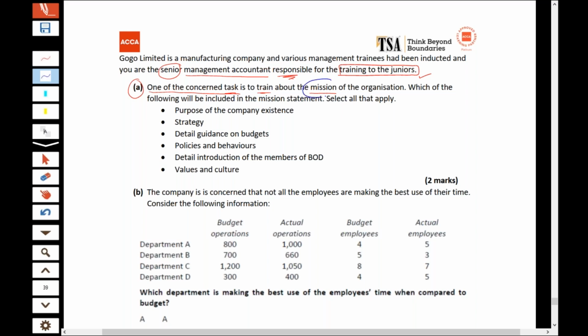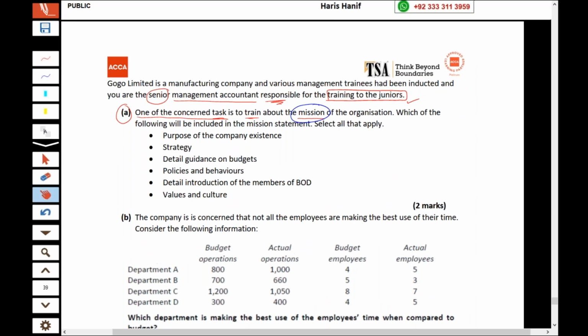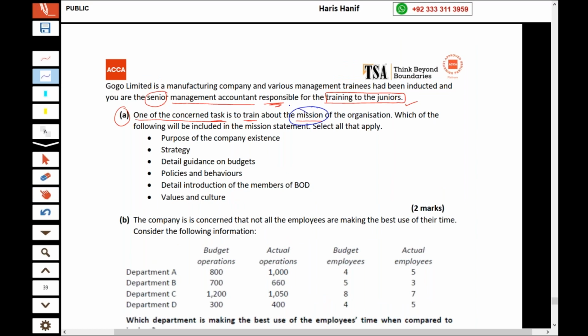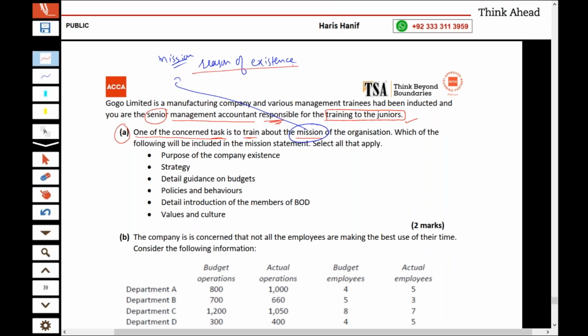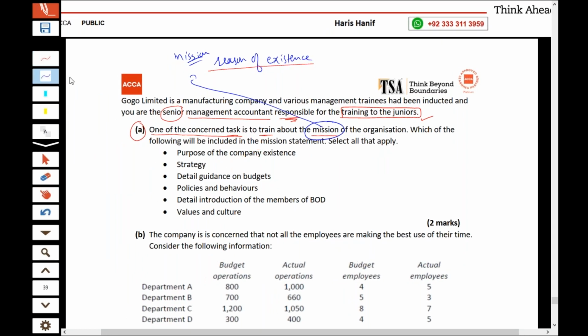Now see, what do you mean by the term mission? The mission is basically the reason of your existence, that is, why the organization actually exists. It is not the aim to make money. Making money is one of the objectives of the organization, but it is not the reason of existence. Making money and increasing profitability is the main agenda of every organization, but mission is something else.